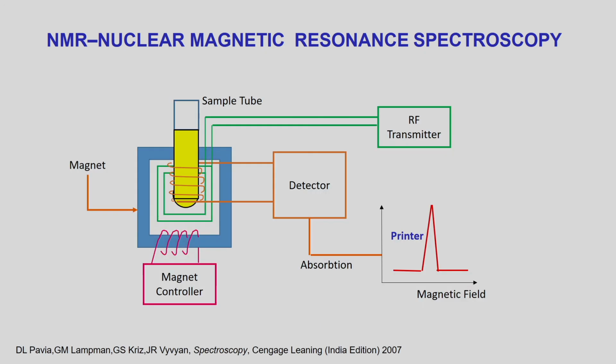So, this is what the flow diagram looks like. This is the sample tube, inserted inside a magnet. This is the magnet.